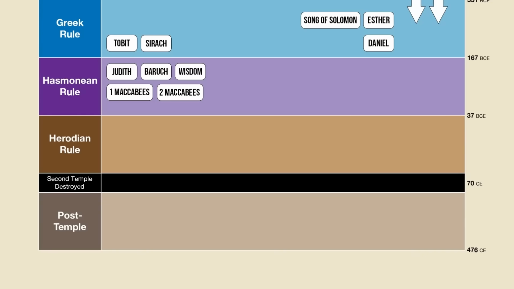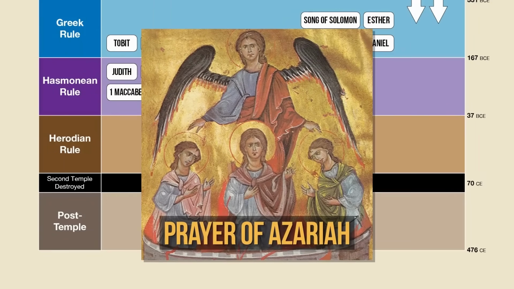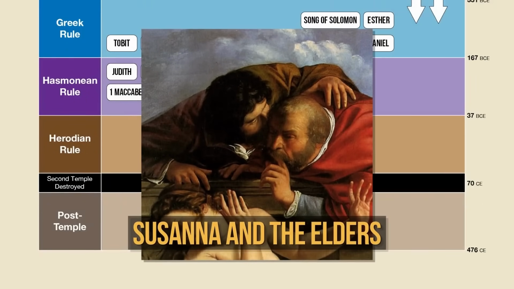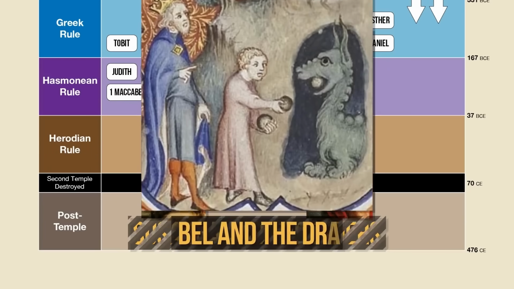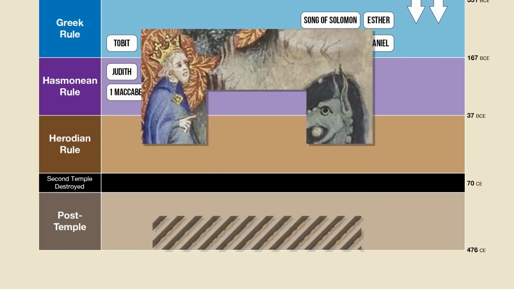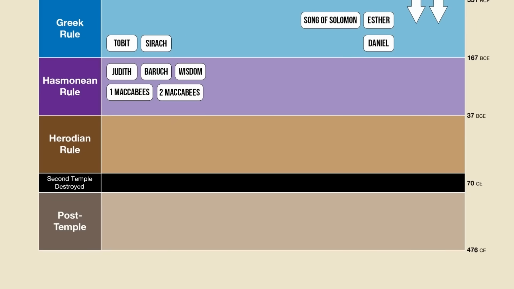In contrast, the additions to Daniel consist of 3 large chunks: the prayer of Azariah, which is part of the fiery furnace story, Susanna and the Elders, a story about 2 creepy old men sexually harassing a woman, and Bel and the Dragon, which is actually 2 stories, one about corrupt priests and one about Daniel slaying a dragon. So that takes care of all the Catholic deuterocanonical books, called the Apocrypha by Protestants.